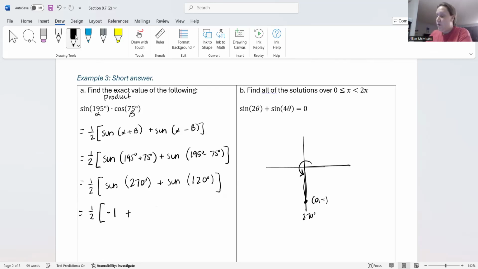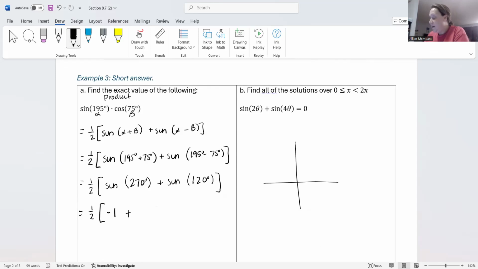Now, 120 is a little different. So for 120, we would have something like this.